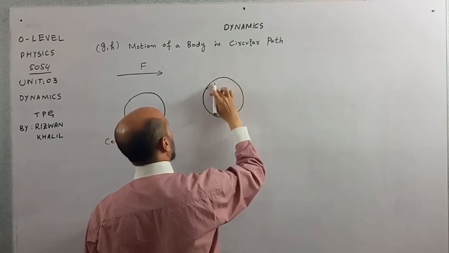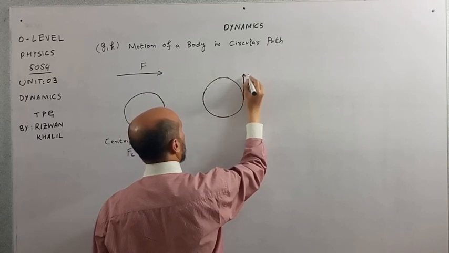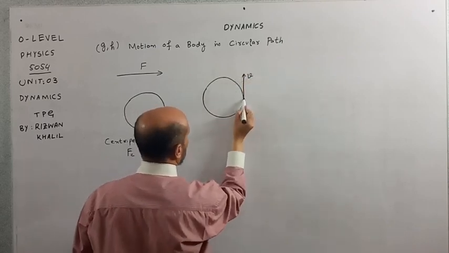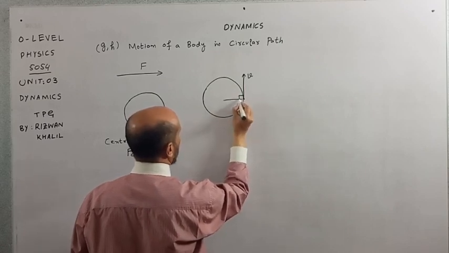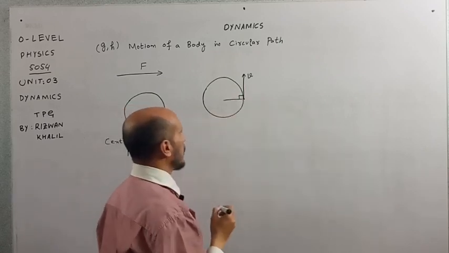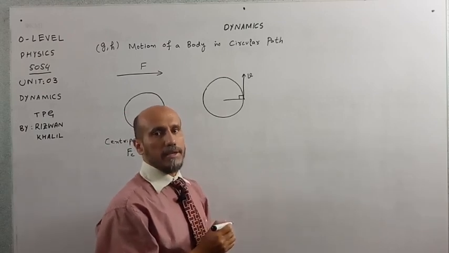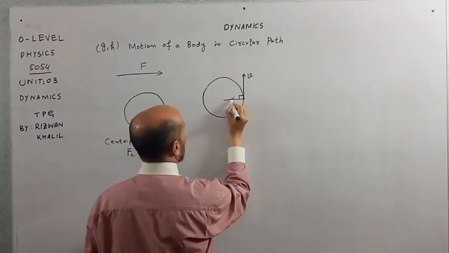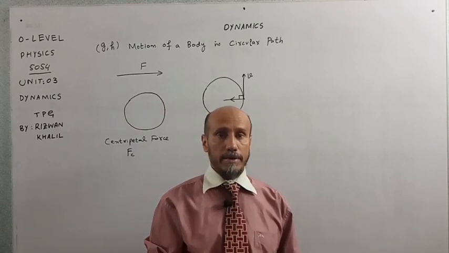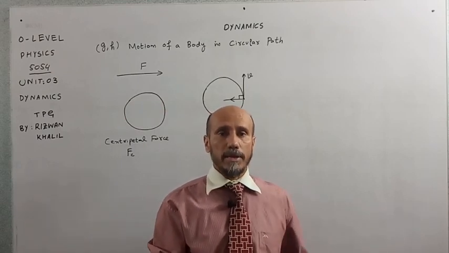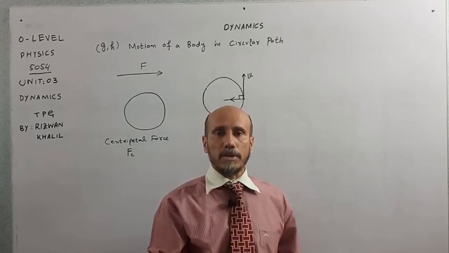During centripetal force, if this is the direction of motion of the body, then the force which is acting perpendicular to the direction of motion of the body, acting towards the center of the circle, is called centripetal force. The force which is acting perpendicular to the direction of motion of the body, acting towards the center of the circle, is called centripetal force.